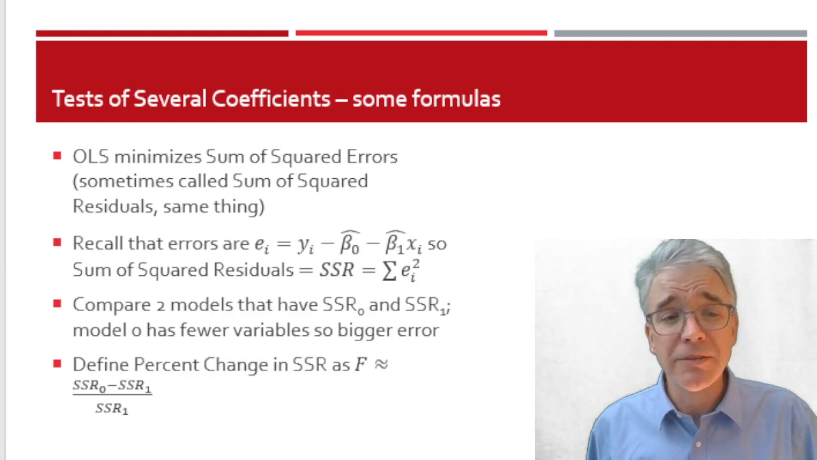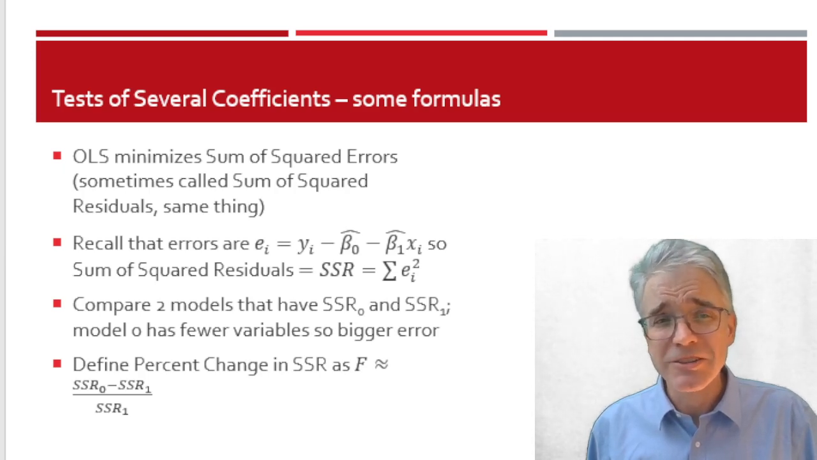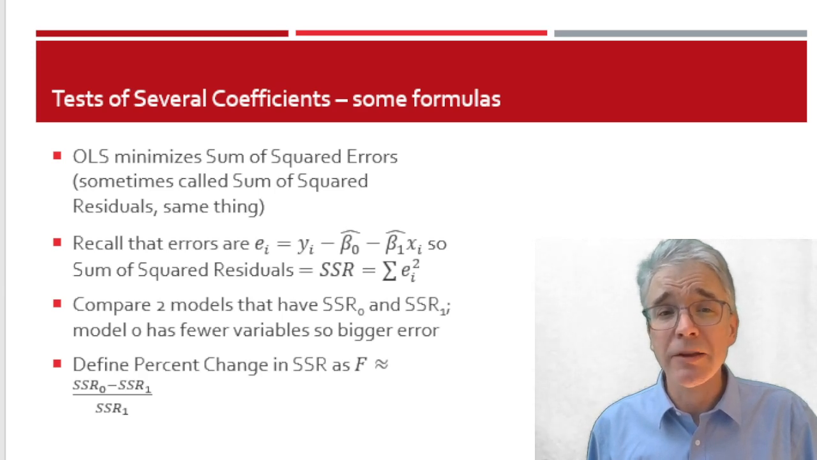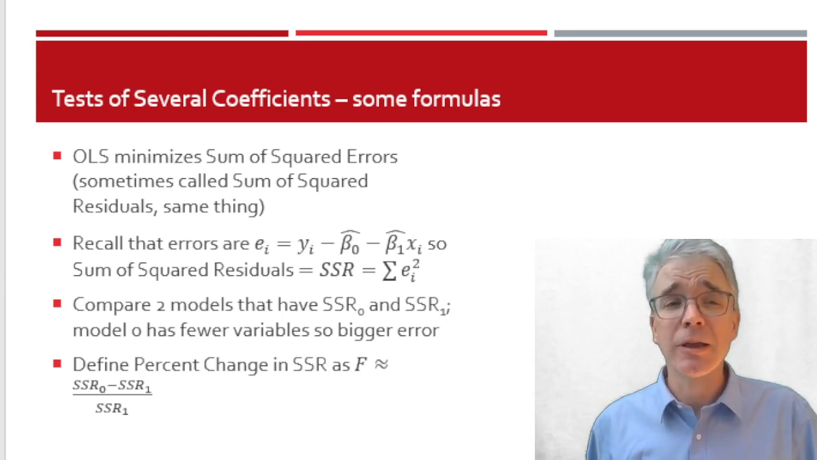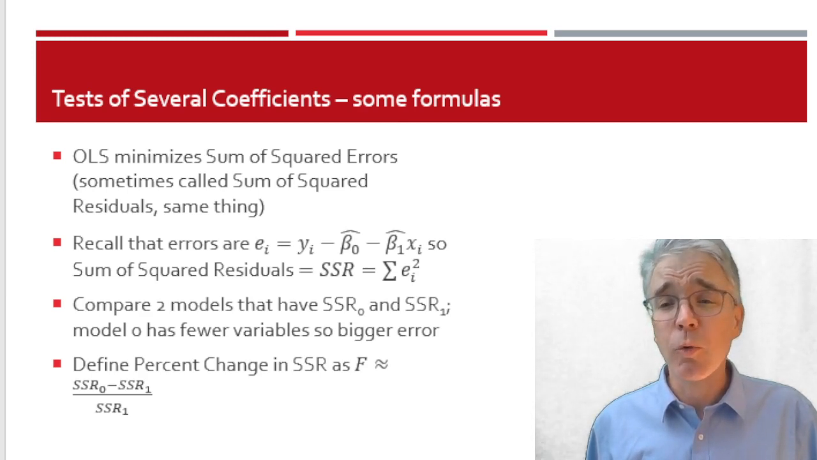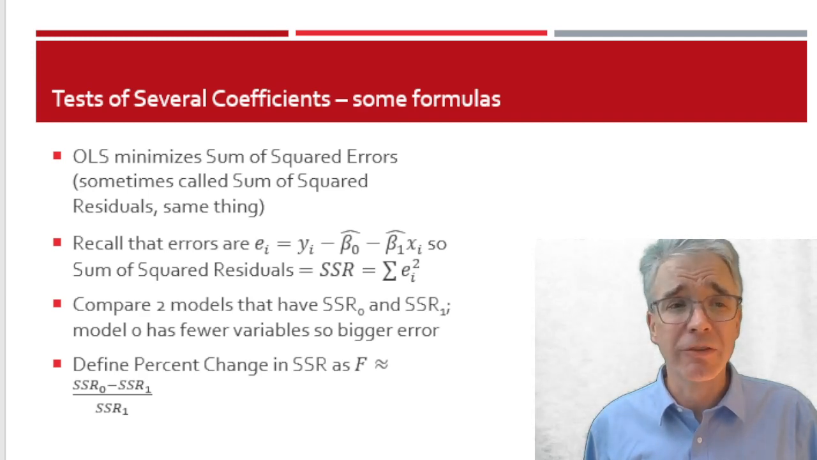Looking a bit deeper at the formulas, the sum of squared errors, sometimes called the sum of squared residuals, is the sum of each error term, squared. Each error term is y minus the beta hat value times x. When we compare two models, we typically assume one is nested within the other. It's a proper subset with fewer x variables, not different x variables.